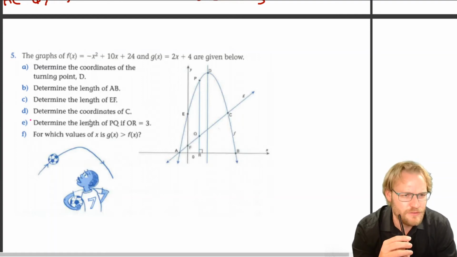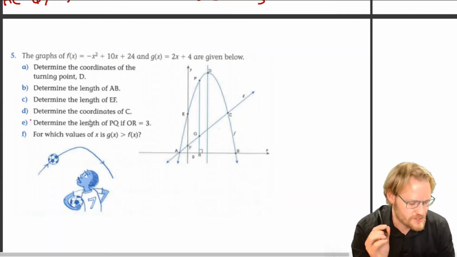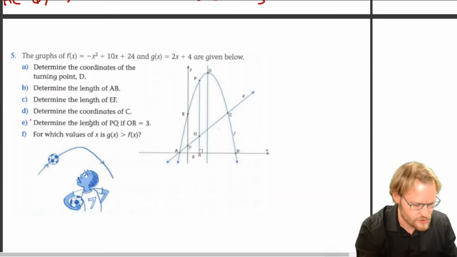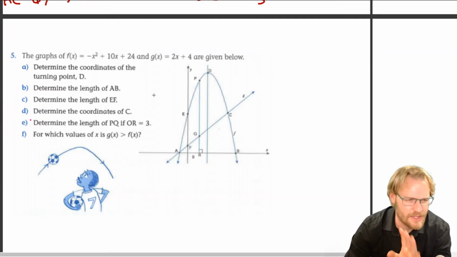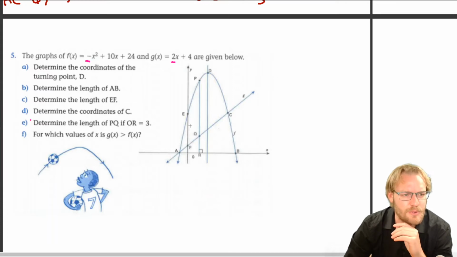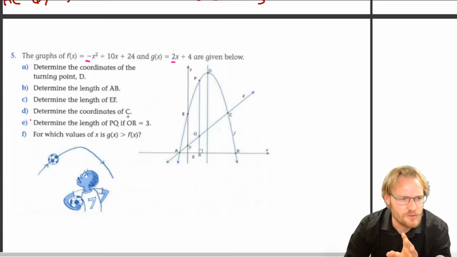Okay, so for question 5, we're going to try a slightly different tack, and that is I'm going to run through all the questions to see how we would try and solve them, and then we'll go into each one. So we're given two graphs, a parabola. Now it's a sad parabola because of this negative here. A straight line, looks like a positive straight line going up. Okay, so they're given below, and we've got these 6 questions. So let's just see what they're asking and how we're going to answer them.